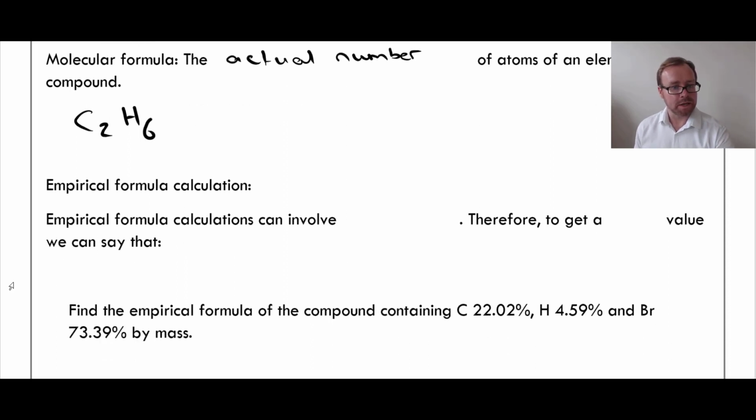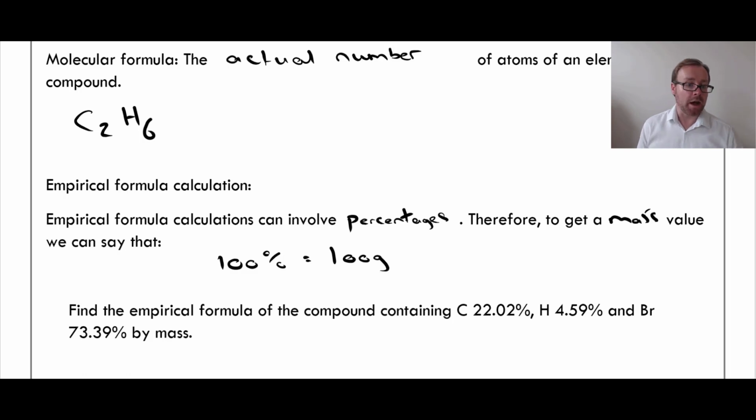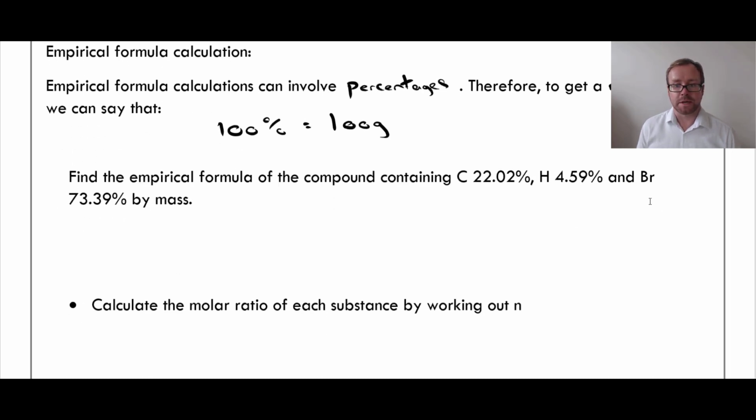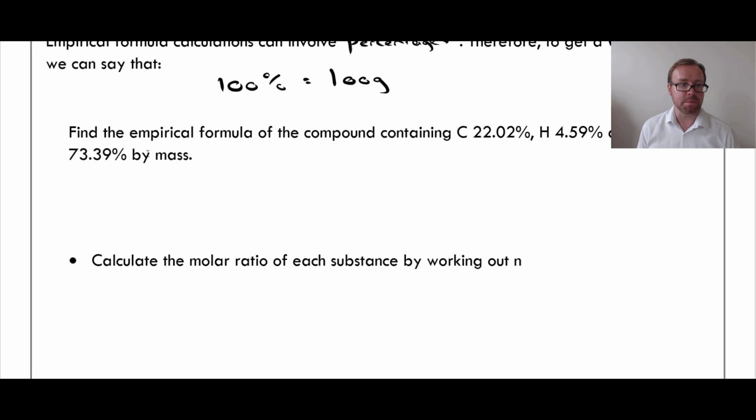So, empirical formula calculations can involve percentages. Therefore, to get a mass value, we can say that 100% is equal to 100 grams. And once we've defined this, then we should be able to do these calculations. Okay, so find the empirical formula of the compound containing carbon, hydrogen and bromine by mass in these amounts. It says by mass, it means by percentage abundance, or the percentage.